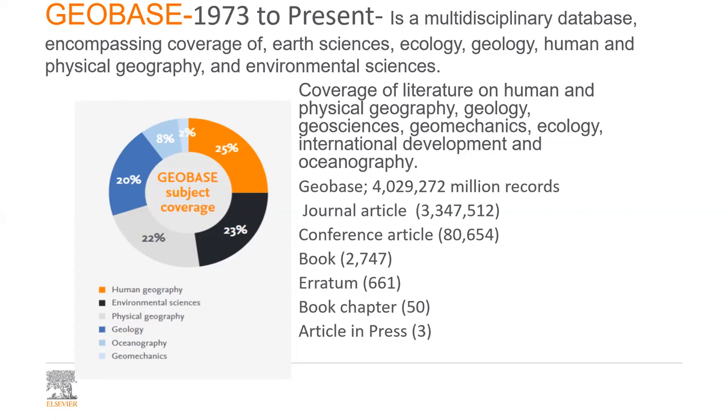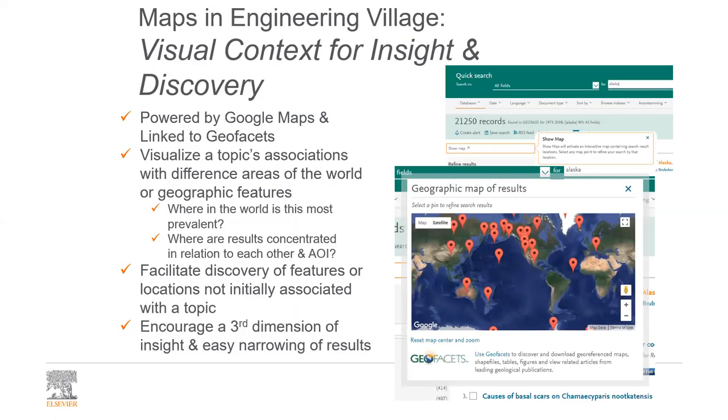And as you can see, up to date, we have over 4 million records in GeoBase, which, considering GeoRef is approximately a little bit over 4 million as well but with a longer breadth of content, is actually pretty impressive. So again, kinds of content are growing every day, but I would say the lion's share of what's in here is the journal article or the conference article. I'm going to give a little bit away of the spice of what we're going to talk about today that is unique to these particular databases on the Engineering Village platform.